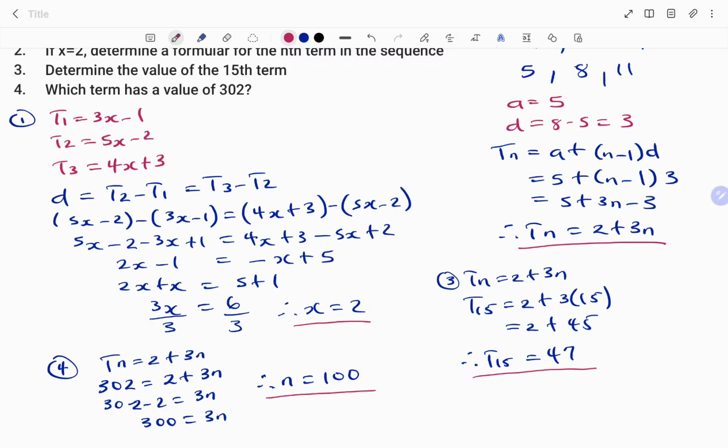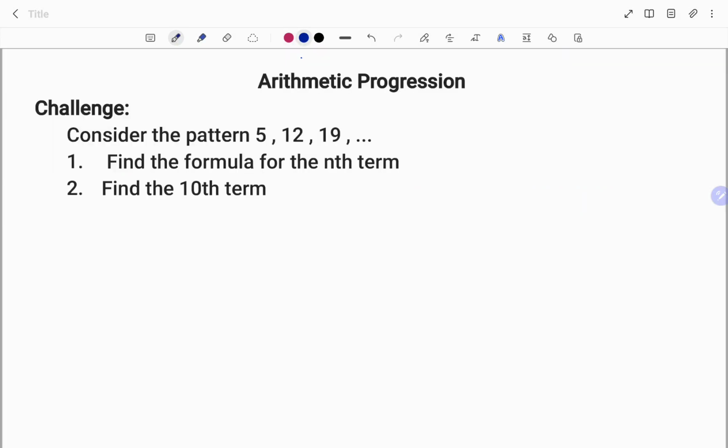Let's try out the challenge question below. It says, consider the pattern 5, 12, and 19. 1. Find the formula for the nth term, and 2. Find the 10th term. You can pause the video and solve it yourself. For the first one, you're going to have Tn equals 7n minus 2. And for the second question, the 10th term is going to be T10 equals 68.